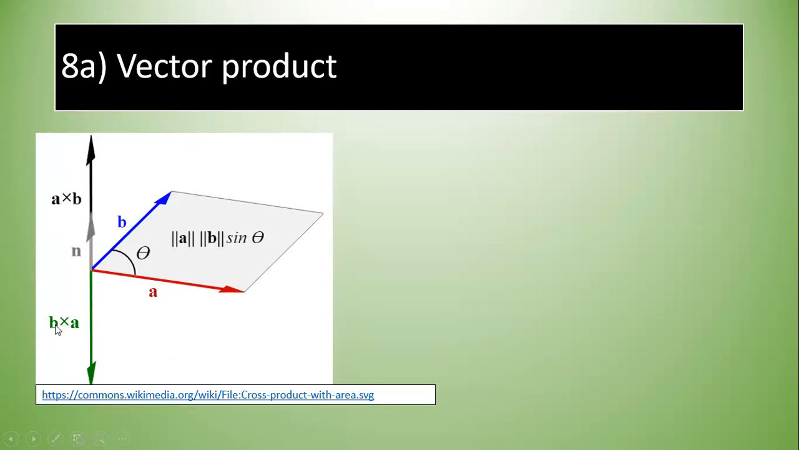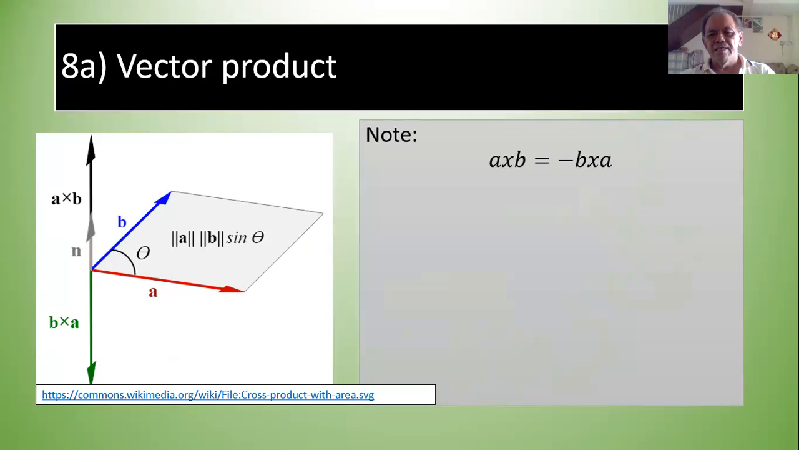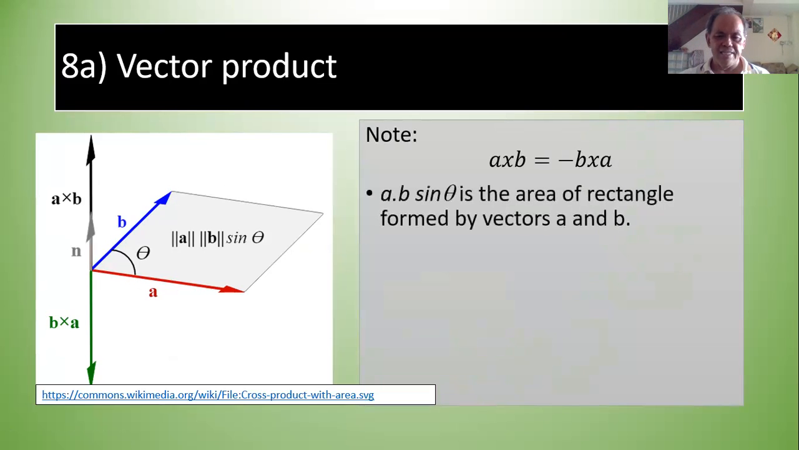If it's B times A, then the direction of C is downwards. Right? This is from A to B, A to B. Right? A to B. A is there, and to B. Okay. Right? So A cross B equals minus B cross A. AB sine theta, that's the magnitude.